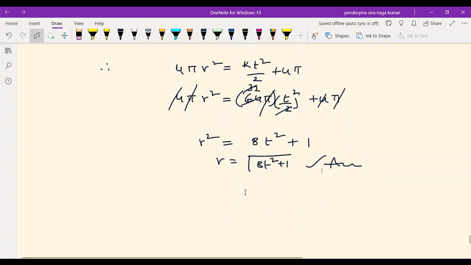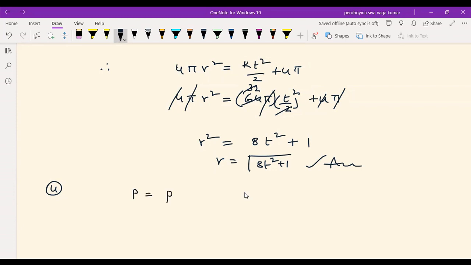Next question. Fourth question. The population growth rate is 2% per year. How long does it take the population to double itself? So the population will be double.